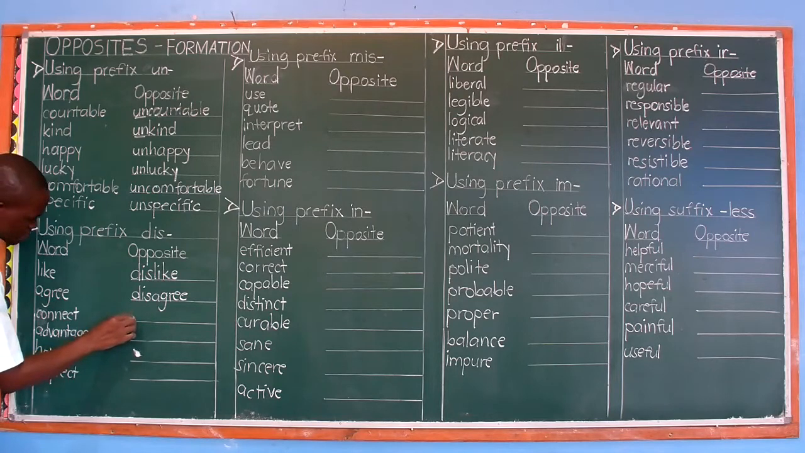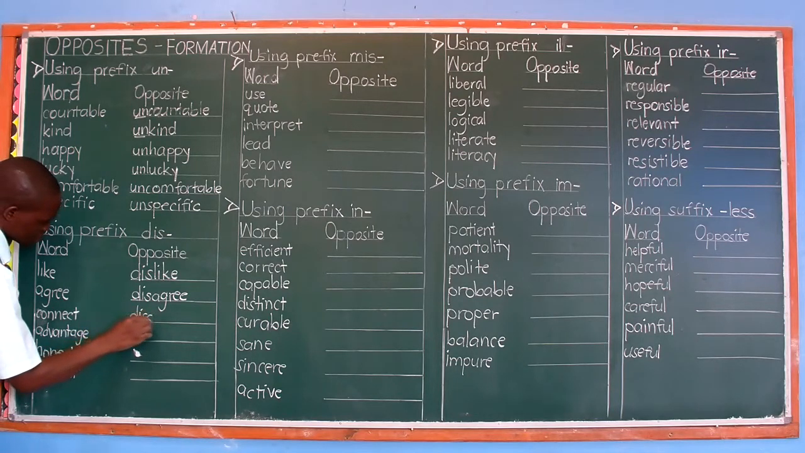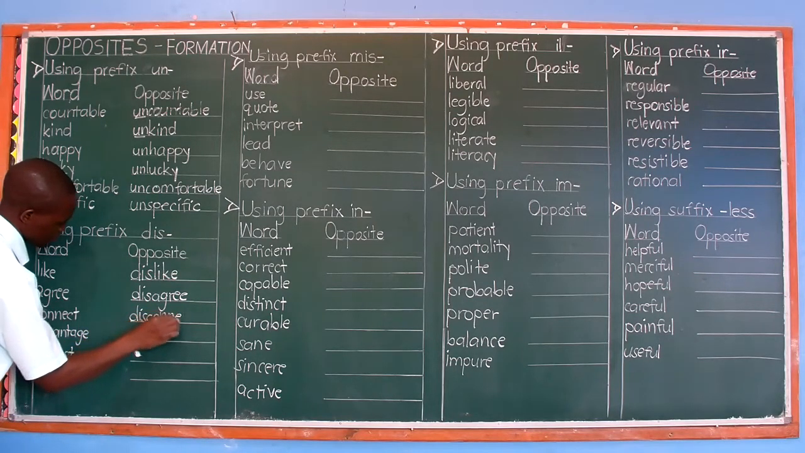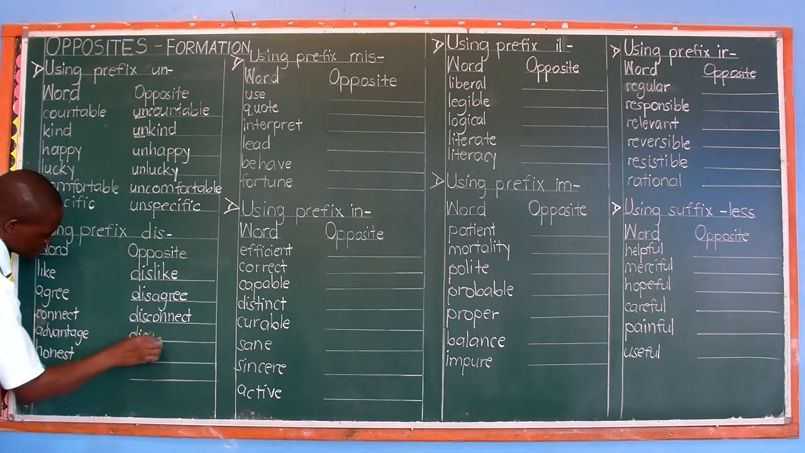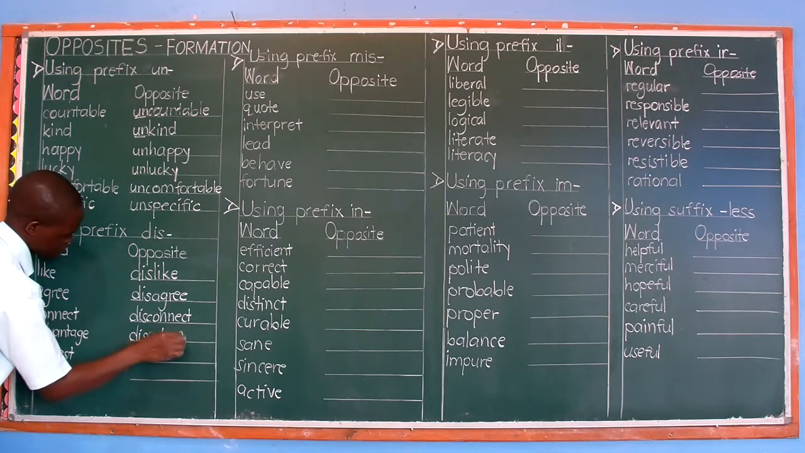Connect. Disconnect. Disconnect is the opposite of connect. Advantage is disadvantage. Disadvantage.